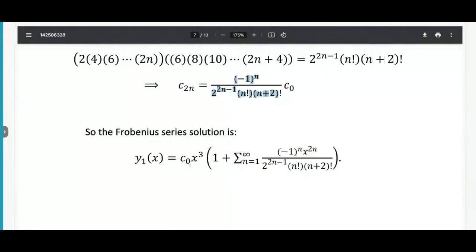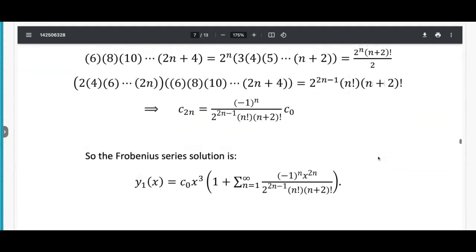So the Frobenius series solution can be written as C naught x raised to 3, because R is 3 now, times 1 plus this sum, n starting from 1, negative 1 alternating series, x raised to 2n. Then the rest is just this, right? Does anyone have any questions?